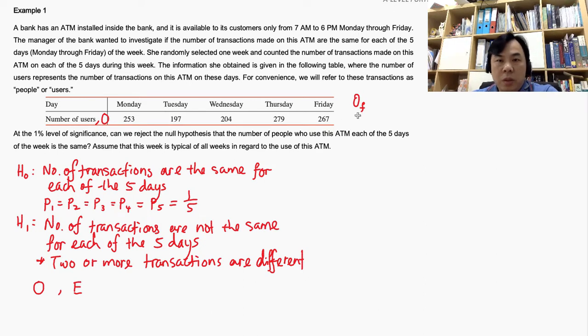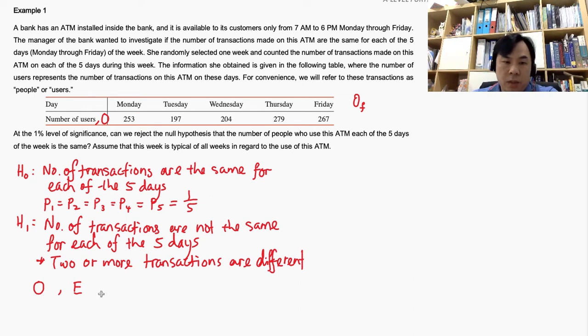Now in this case, if you add up all these numbers which I have already tabulated, if I'm not mistaken, it is 1200. So the expected frequency will be 1/5 of 1200, which is 240. So for each day, we would expect 240 transactions or users visiting this ATM, performing any services provided by the bank.